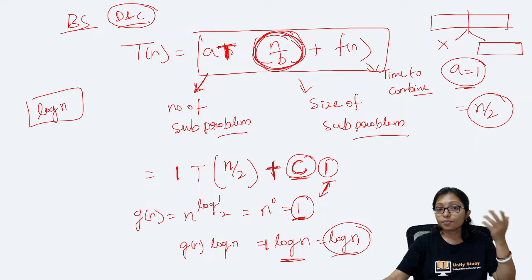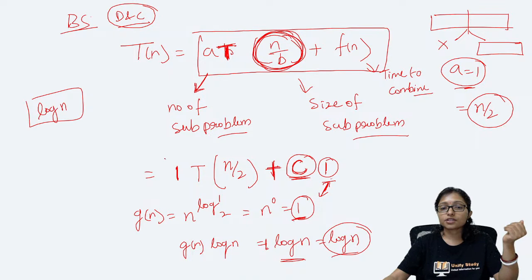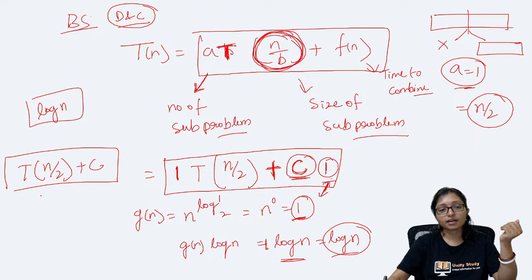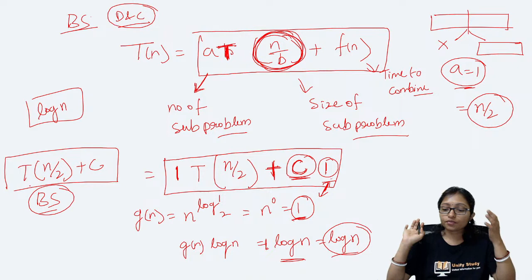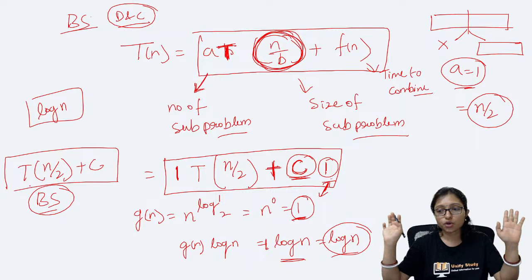Because the question can be asked about the recurrence relation also. What is the recurrence relation of binary search? Then how will you do it? The recurrence relation of binary search is this one: T(n) = T(n/2) + c. Is it clear to everyone? Why it is so and how it is coming? Whenever you are learning with me, we will go for the in-depth concept, so that everyone's concepts are clear.